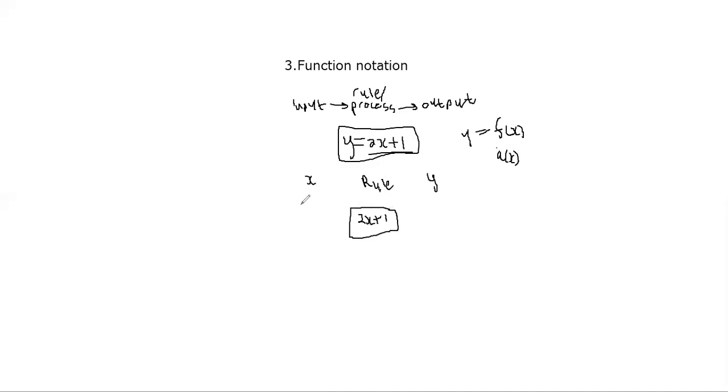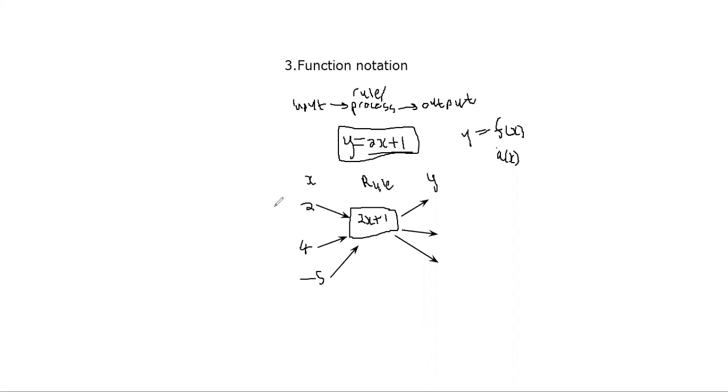Let's assume our x value is 2, another one is 4, and then let's take negative 5. What we are simply doing here is finding out what the output is when the input is 2, what the output is when the input is 4, and what the output is when the input is negative 5. That is what we are trying to find out.